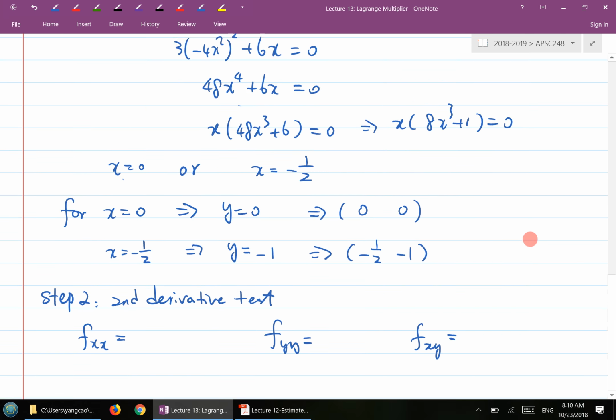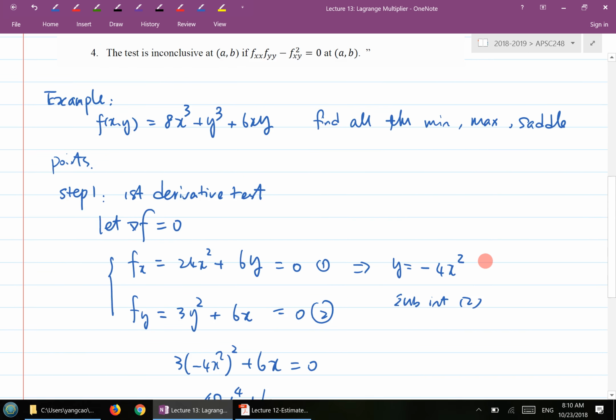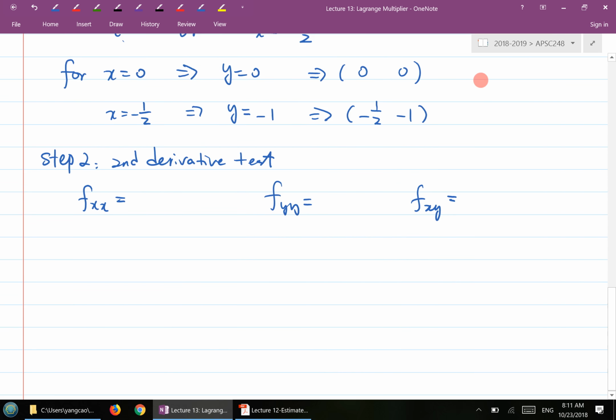Now we have already calculated fx. So this is fx here. All we need to do is calculate another partial derivative with respect to x using that result. So you get 48x. Similarly, you get 6y here and 6 here. Okay, so those are the 3 second-order partial derivatives. Now, because we have 2 critical points here, we need to check each one of the critical points separately. Okay? So let's check.